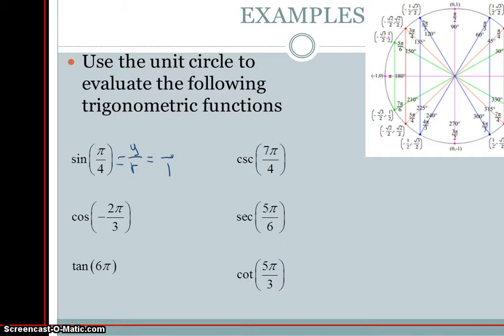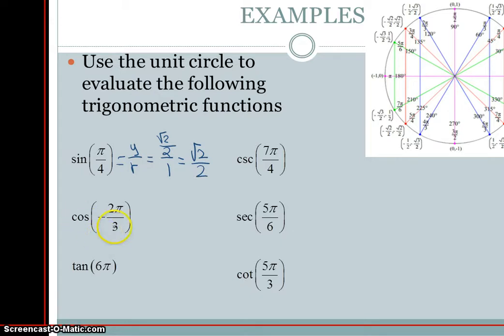So now we want to see what the y coordinate is that corresponds with our pi over 4. In this case, the y coordinate is square root of 2 over 2. So let's write that down, square root of 2 over 2. When we evaluate square root of 2 over 2 over 1, it's the square root of 2 over 2. So sine of pi over 4 is square root of 2 over 2.